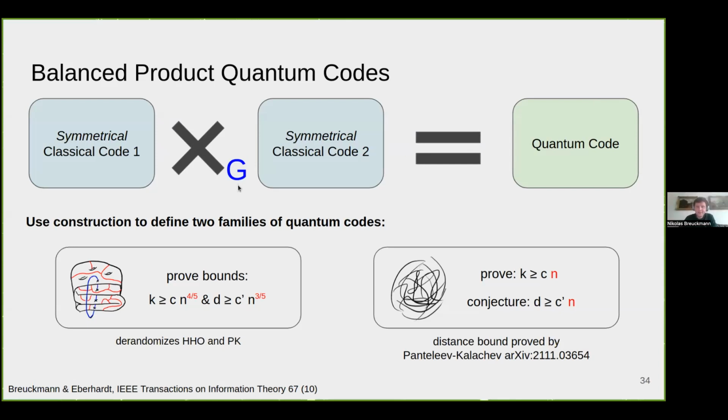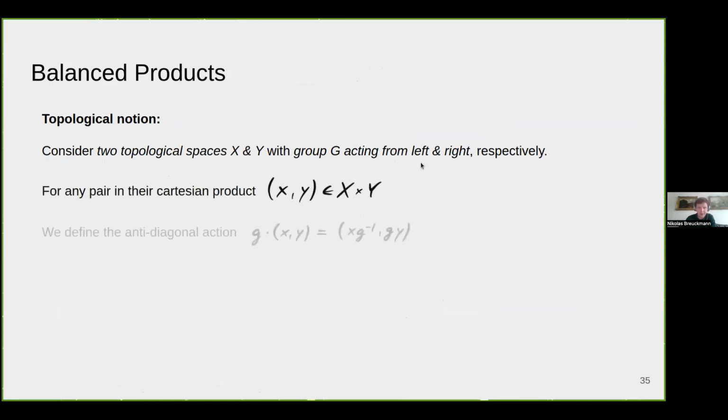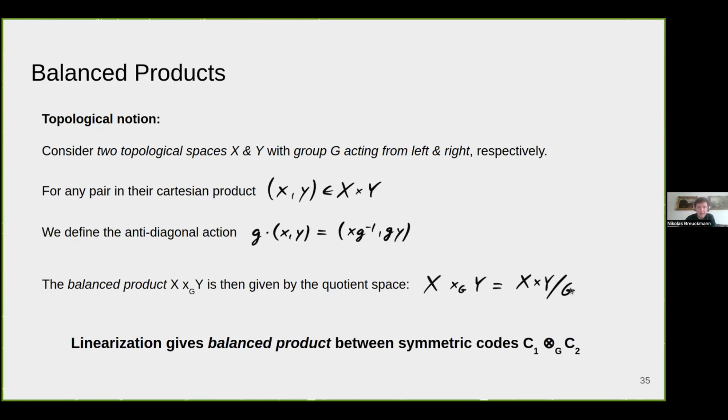All right. Okay, let me first introduce balanced products. These essentially come from topology and representation theory, and the idea is that if we have two topological spaces, X and Y, with some group acting from the left and the right, then for every pair in the Cartesian product, we can define the so-called anti-diagonal action on the product. Then the balanced product is simply the quotient space where we take the Cartesian product and then factor out this group G. By linearizing this notion, we obtain this balanced product construction in this more homological description.